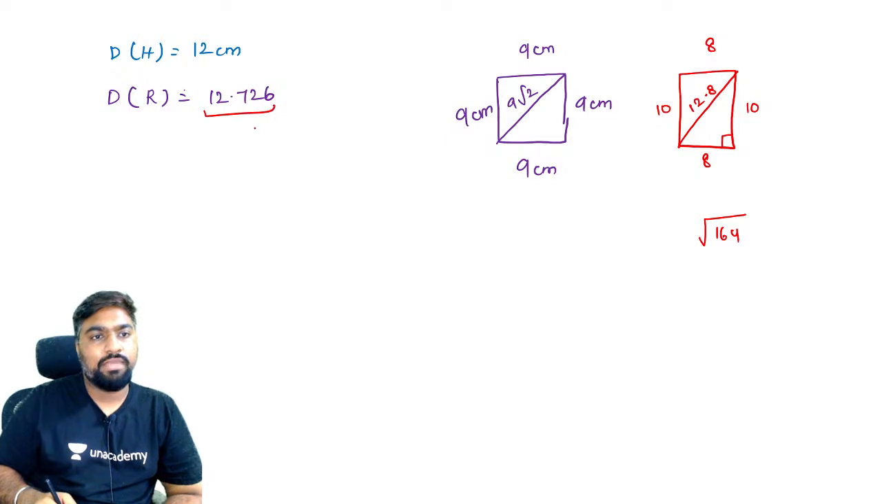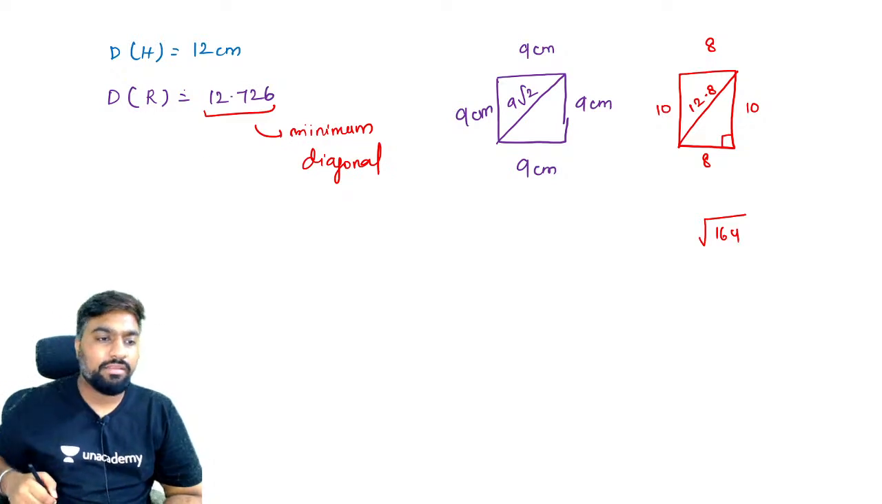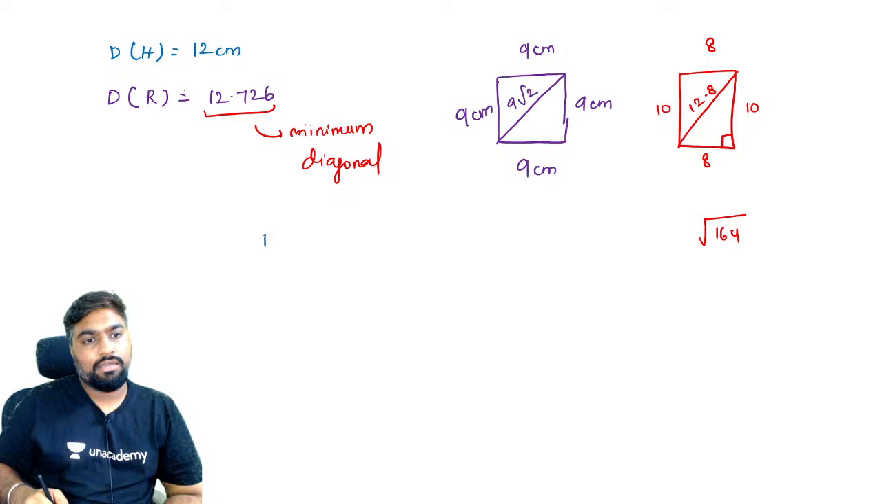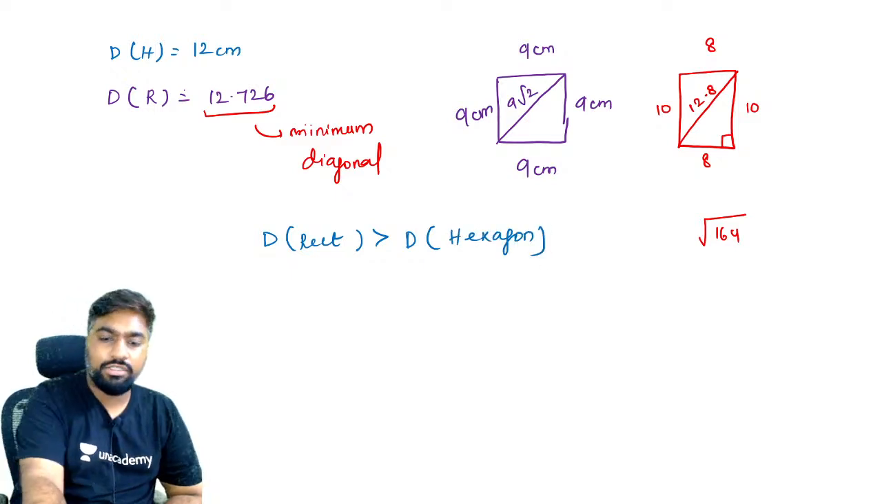So this is the minimum diagonal that the rectangle could have. Done. Whatever be the length of the rectangle, you will always get the diagonal of the rectangle to be greater than the diagonal of the hexagon. Finish. Understood?